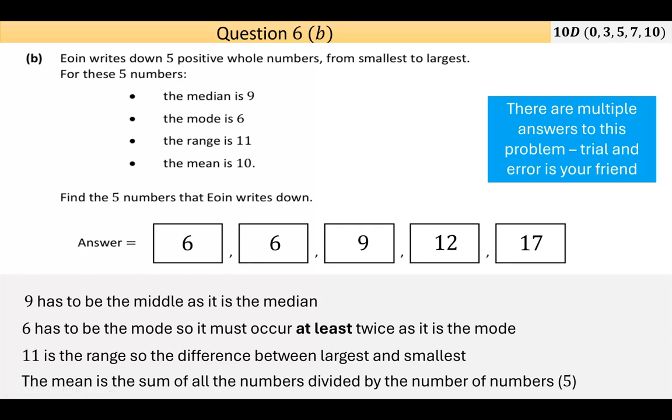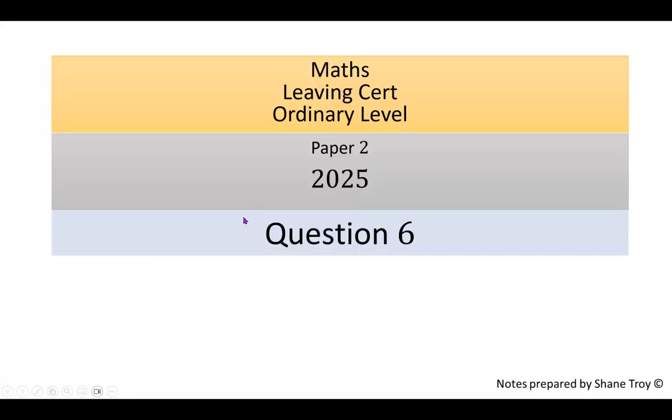I find there are just so many things going on in my head that I can struggle with these questions. I didn't think this one was too bad in fairness, but I have come across these before, so I have a little bit of an advantage in that regard. Right, so that's the end of question 6.